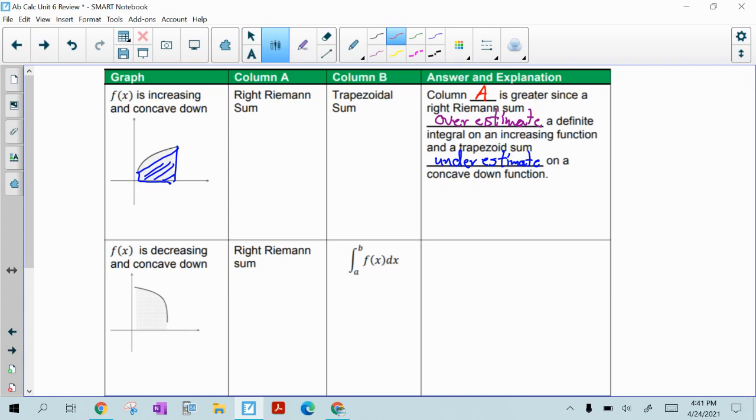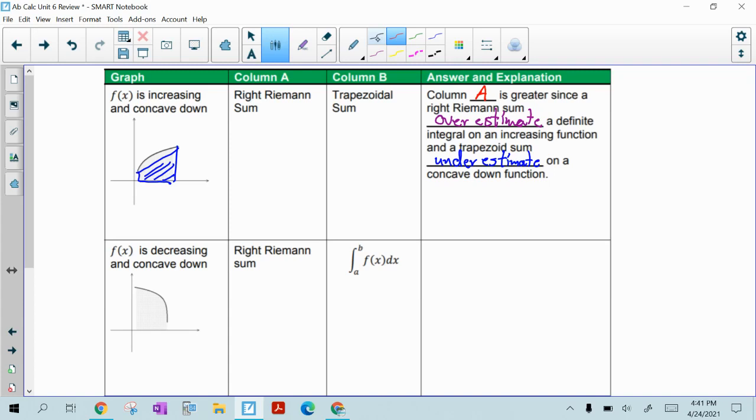Next up, go to the second one down and see if you can figure out which one is going to be greater, column A or column B. Give it your best guess. And I'm assuming you're back, having come up with something. Well, I'm going to compare things again.